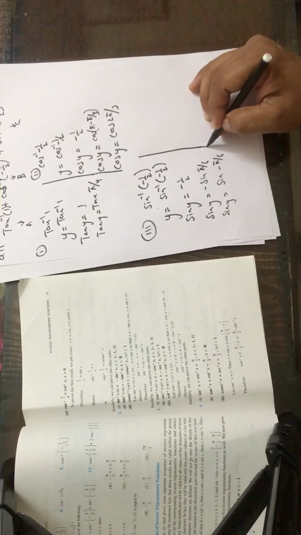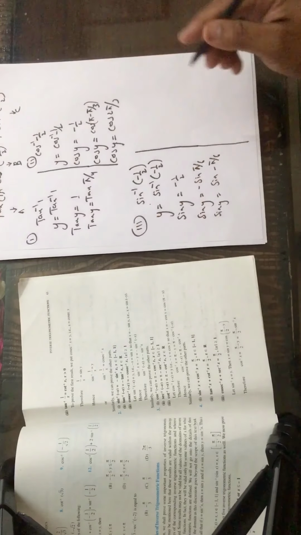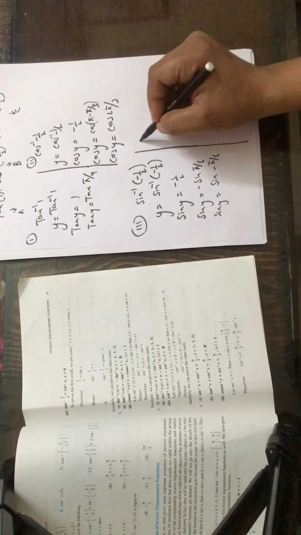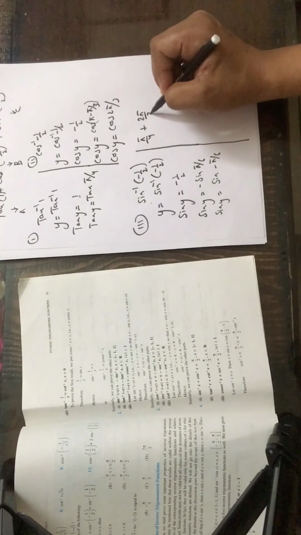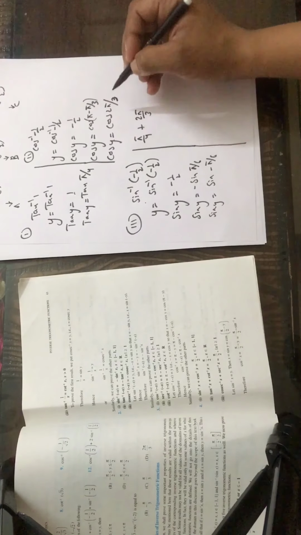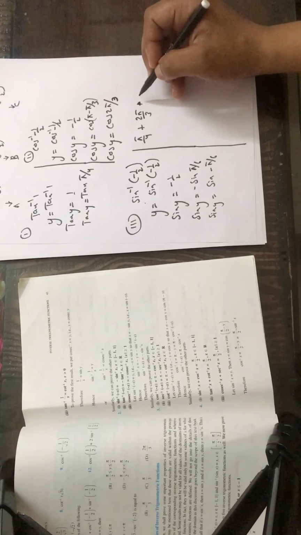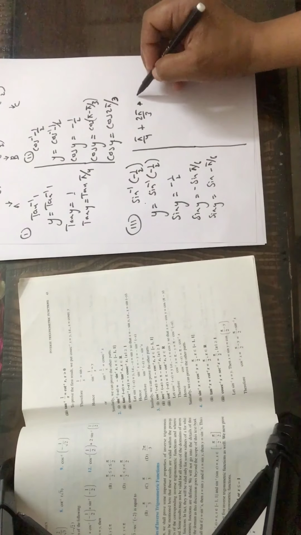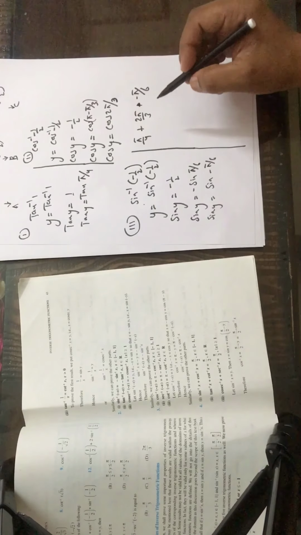Drawing a line just to make a mark. Okay. Now, we can put the values. What was the first value? That was pi by 4. Second was 2 pi by 3. And third was negative, minus pi by 6.